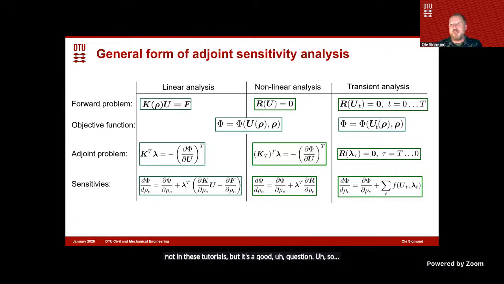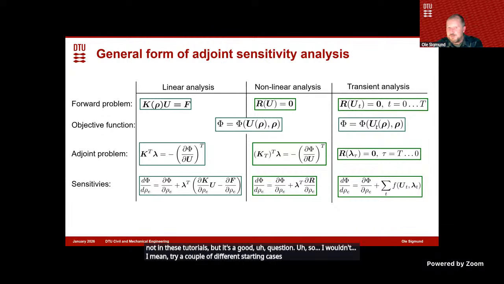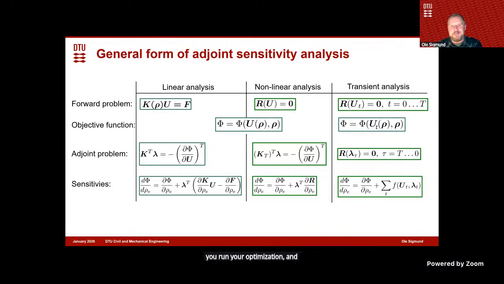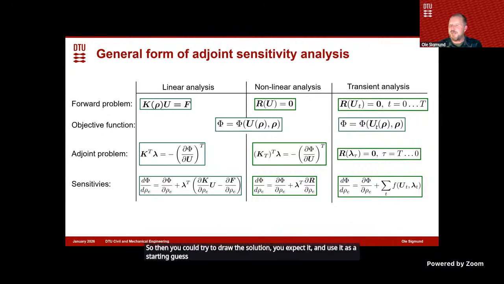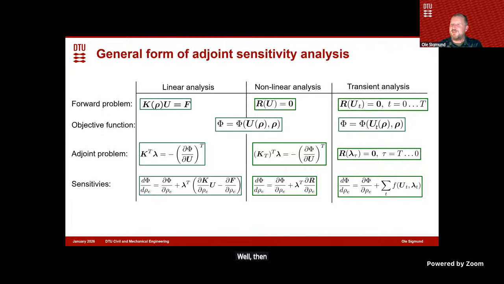So I try a couple of different starting guesses. Sometimes you run your optimization and you're wondering, why didn't I get the solution I expected? So then you could try to draw the solution you expected and use it as a starting guess. And if it goes back to the one you didn't expect, well, then probably you have the right solution and your intuition was wrong.